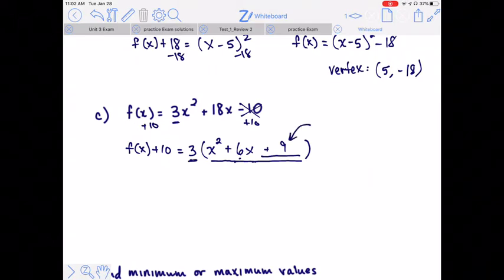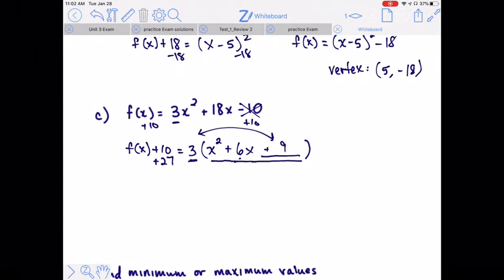And some students think, well, you've added a 9. I've added a 9 inside the parenthesis, yes, but I haven't really added a 9. I've added this value here, 3 times 9, which is 27. If I were to multiply this 3 back into that parenthesis, that 9 would turn into a 27. So I've actually added 27 to the right side, so I've got to add 27 to the left side to keep it balanced.